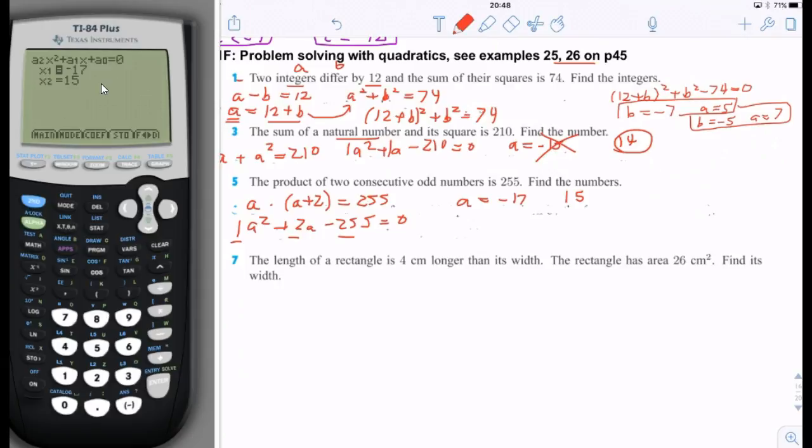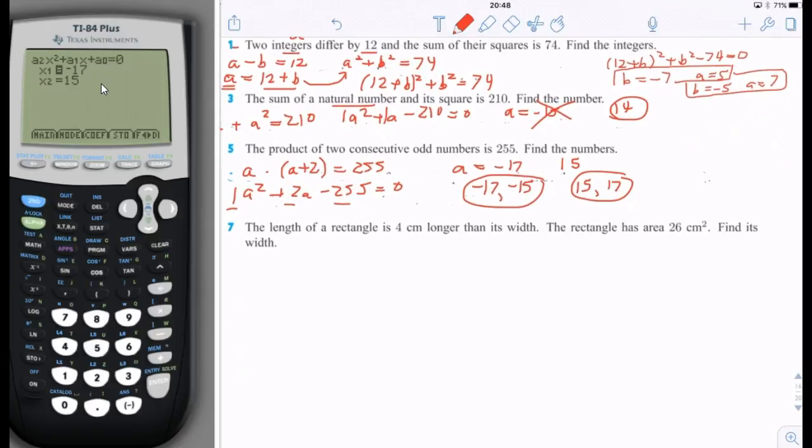So the two possibilities are negative 17 and negative 17 plus 2, which is negative 15. The other possibility is 15 plus 2, which is 17. So that makes sense, right? That negative 15 and negative 17 would be a possible pair, and 15, 17, another pair. All right, last one. The length of a rectangle is 4 centimeters longer than its width.